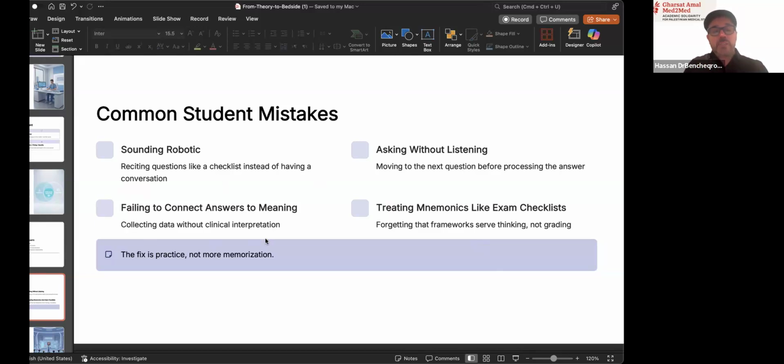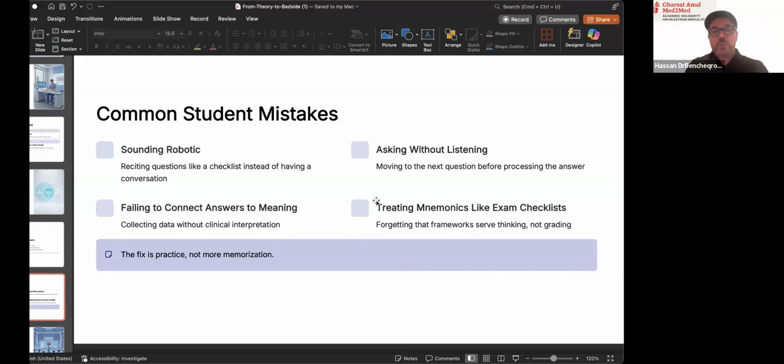Failing to connect an answer to its meaning. For example, when somebody tells you that they have a pain, and then they say something else, which is my blood sugar has been high, and you don't connect the pain and the high blood sugar together into a meaning. There may be an infection or stress that raises blood sugar.